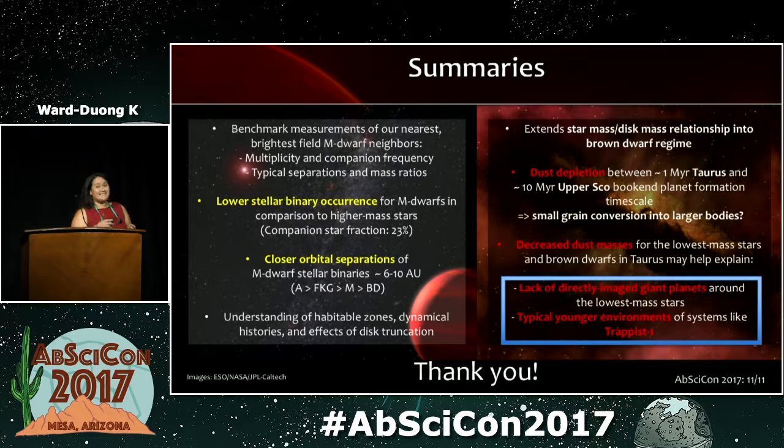OK, so in summary, from these 2 investigations into low-mass stars, we have that the binary occurrence is lower for M dwarfs, but they're closer. And this is going to have important impact on our understanding of the properties of these systems. If we go to the younger population and do some investigations in the submillimeter, we see not only this dust depletion, but we see significantly decreased dust masses for the lowest mass stars and brown dwarfs. And maybe this is helping us understand what's happening in terms of the giant planet population, as well as what's going on for the younger analog environments for systems like TRAPPIST. Thank you for your time.